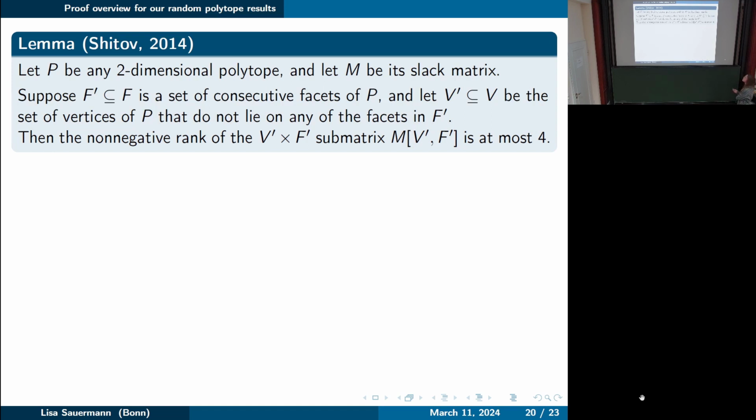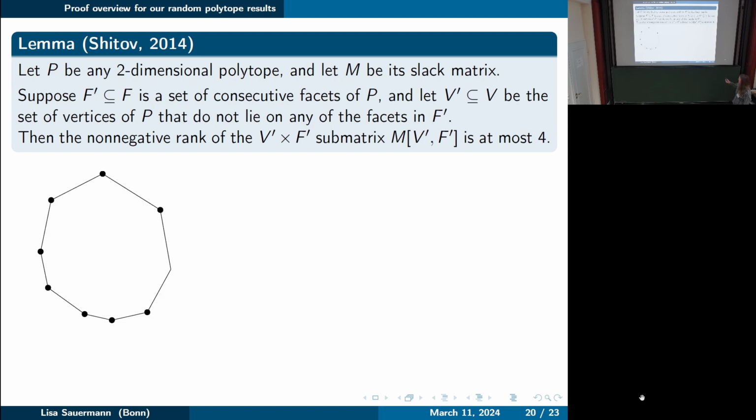It's easiest to first explain the idea in the two-dimensional case, so that's this lemma of Shitov. In this case, it's a two-dimensional polytope, and M is its slack matrix. Now, what is a patch of facets? In this case, it's just a sequence of consecutive edges. So you take some part of the boundary of the polytope consisting of consecutive edges, and you take V prime to be the set of vertices which are not on those facets, so the ones outside this sequence of consecutive edges. What this lemma says is that the non-negative rank of the submatrix of the slack matrix corresponding to V prime and F prime is at most 4. So in this case, the constant is 4.